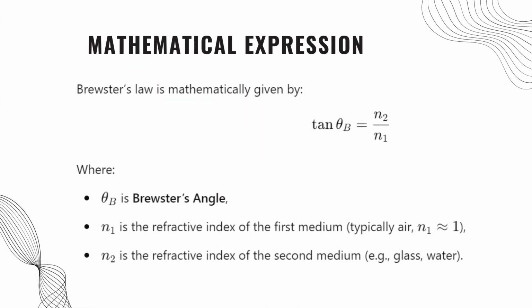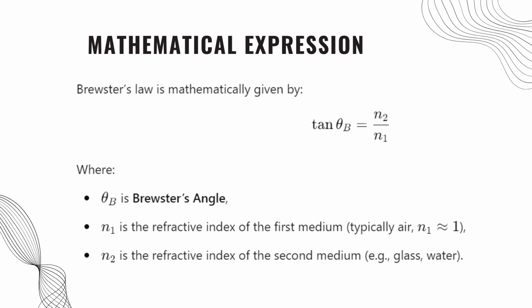Brewster's law is mathematically given by tan θb = n2 / n1, where θb is Brewster's angle. n1 is the refractive index of the first medium, typically air, and is nearly equal to 1. n2 is the refractive index of the second medium, for example, glass or water.